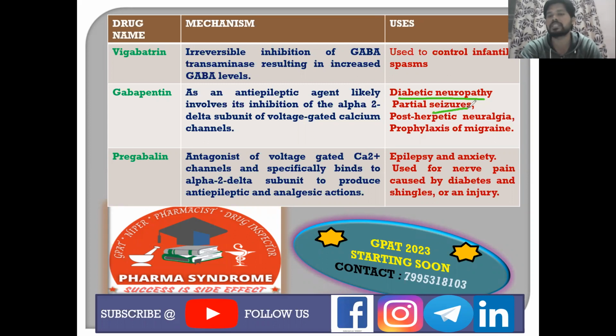and also to control partial seizures, for post-herpetic neuralgia, and for prophylaxis of migraine. Next, regarding pregabalin, apart from anti-epileptic action, it also has anxiolytic, anti-anxiety action, so it is used in epilepsy as well as anxiety. It is also used for nerve pain caused by diabetes and shingles, or nerve pain because of any injury. So this is the simple medicinal chemistry of GABA analogs like vigabatrin, pregabalin, and gabapentin.